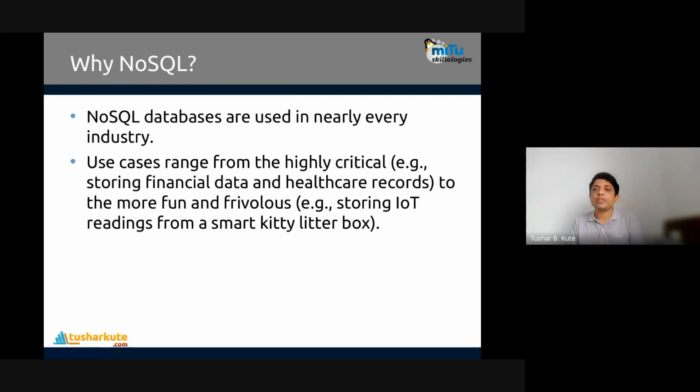Organization is compulsory, because if data is not organized, it is very difficult for a programming language to read and retrieve the information from there or to perform any operation on that data. That's why they are systematically organized. So use cases range from highly critical ones, like financial data and healthcare records stored inside these kinds of databases, to more fun and frivolous applications like IoT readings.